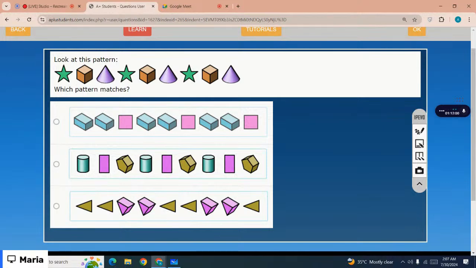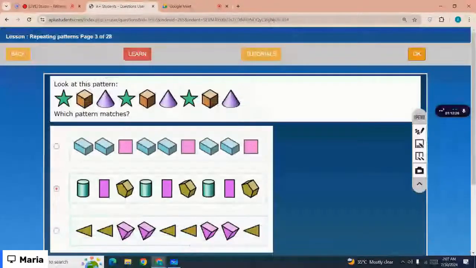The correct option is option number two, right? You have three items and they are repeating themselves, one, one, one. I forgot the name of the shape, a cylinder, rectangle shape. So the correct option is option number two.